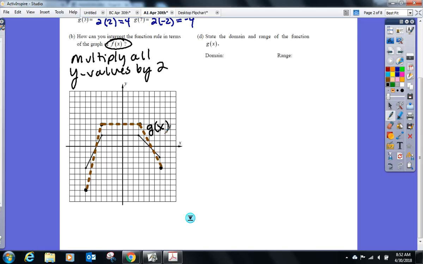And you guys just added a second graph on there, so make sure you label at least one of them, g of x or f of x, now that you put a second one on there.